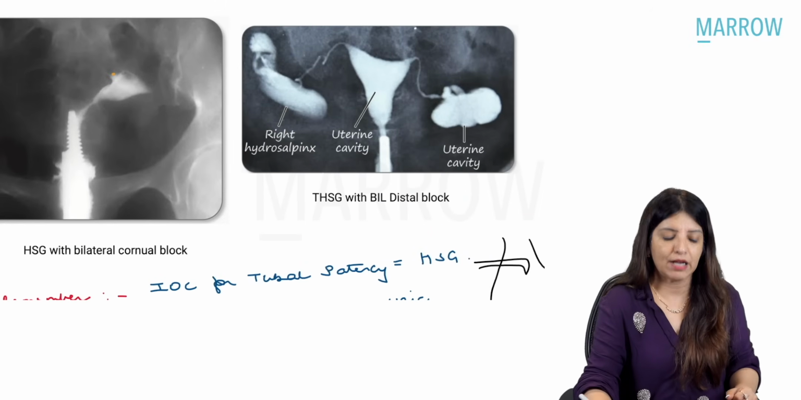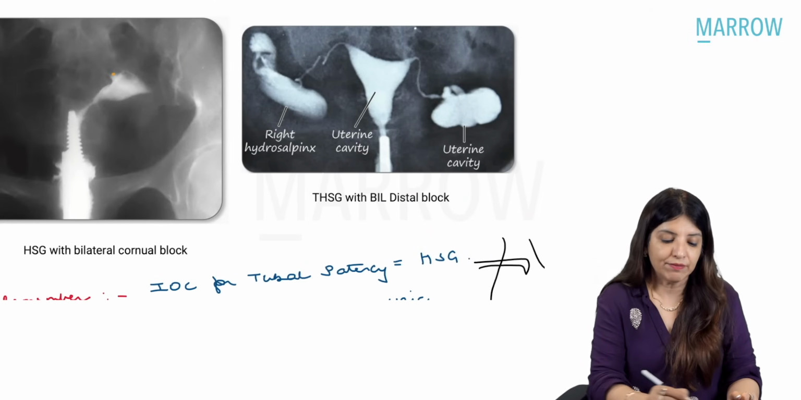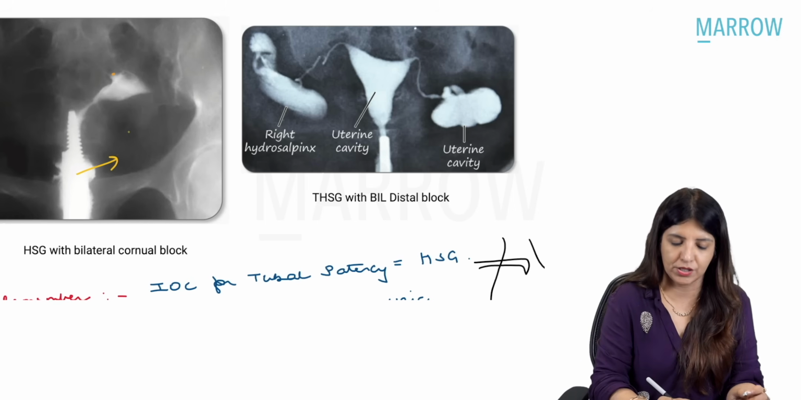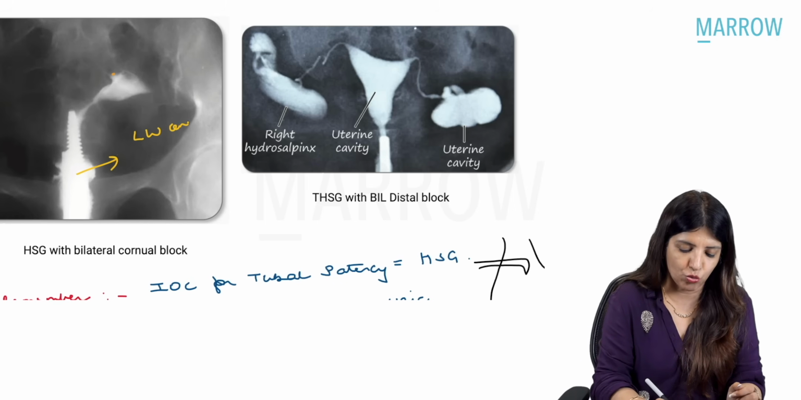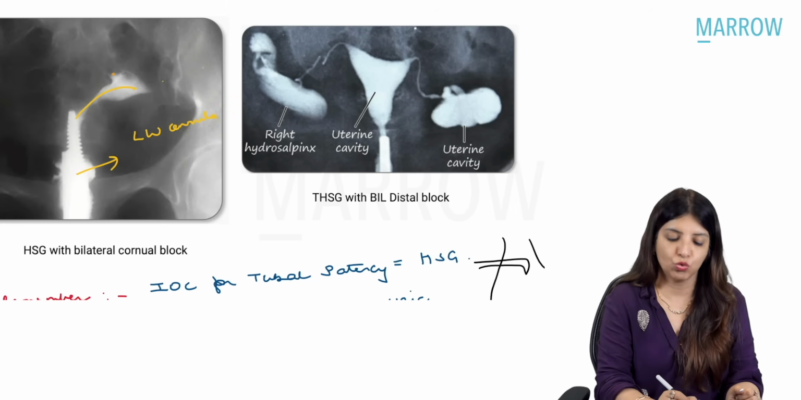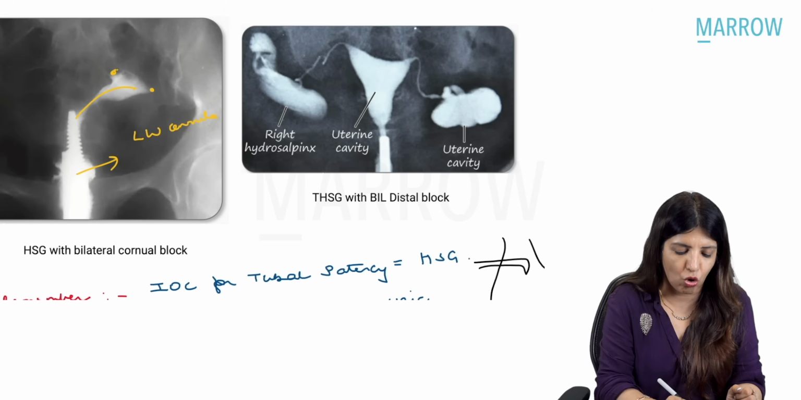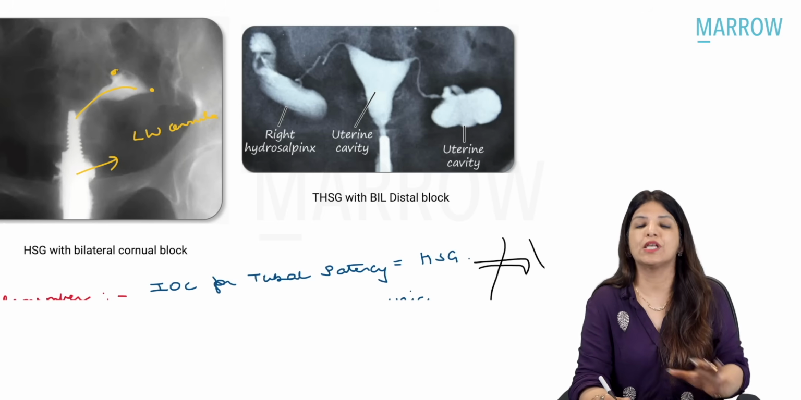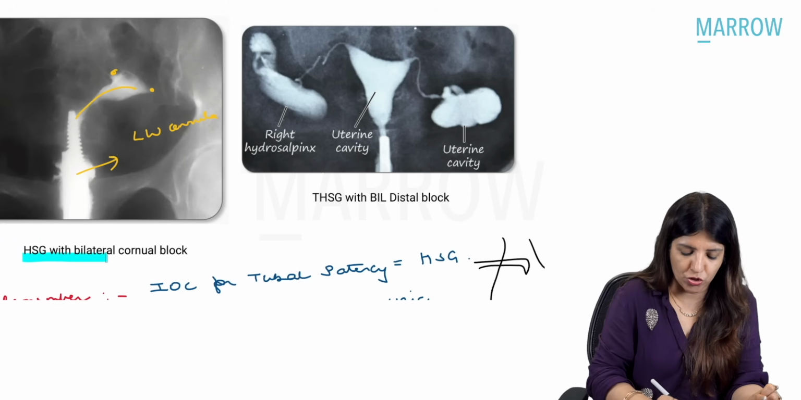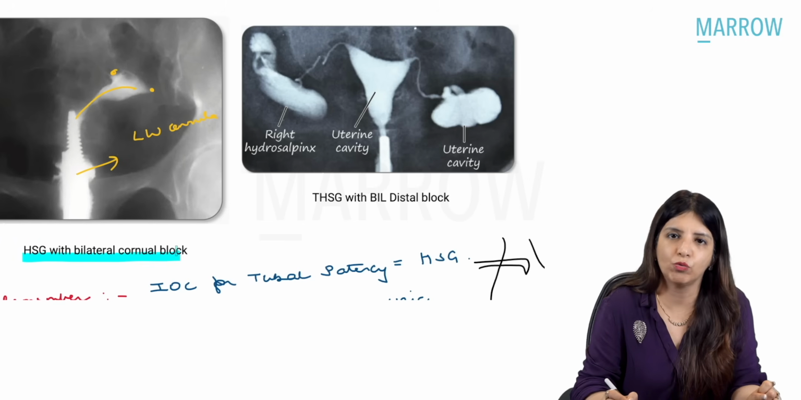Now, when we are talking about blocks on HSG, these are the two typical images you can get. See, over here, this is the shadow of the Leach-Wilkinson cannula. I am seeing that the dye has gone inside the uterus. The dye has gone up till the cornua, or the angle of the uterus, and then it has not gone any further. This is an image showing you bilateral cornual block.